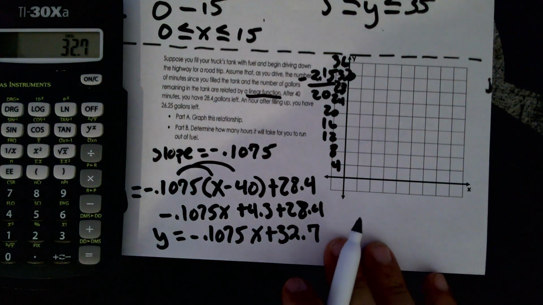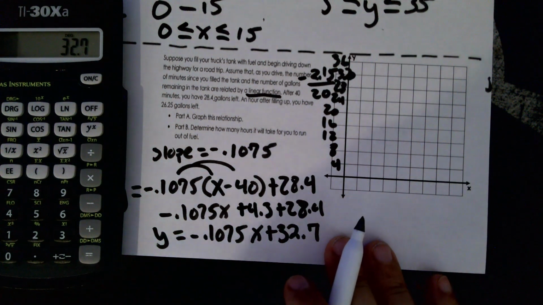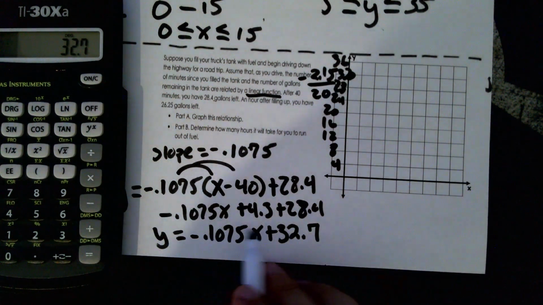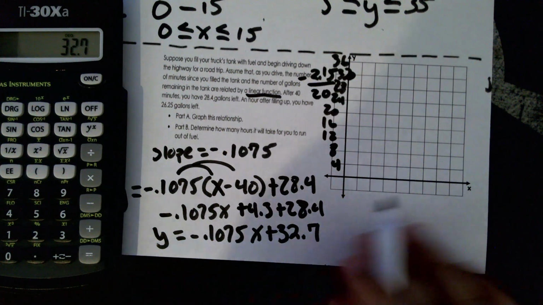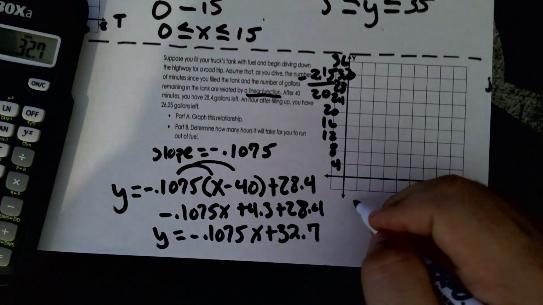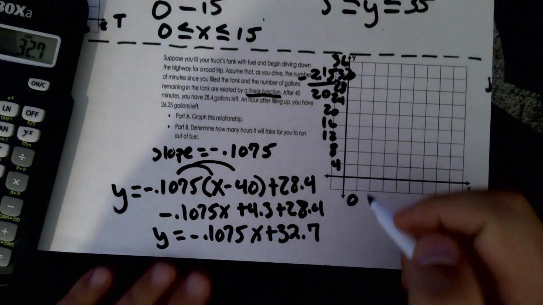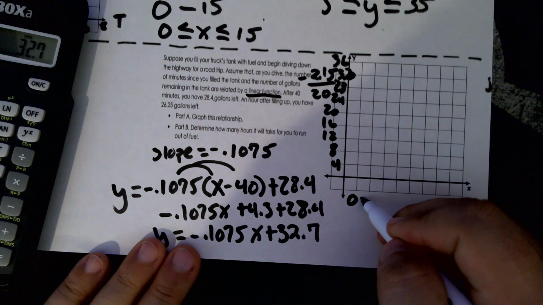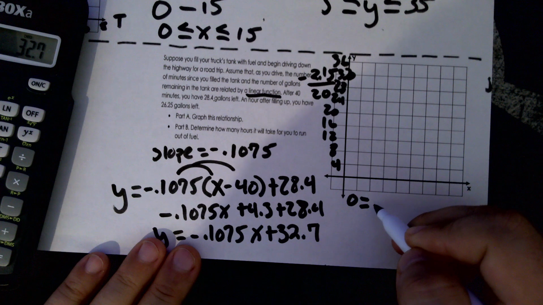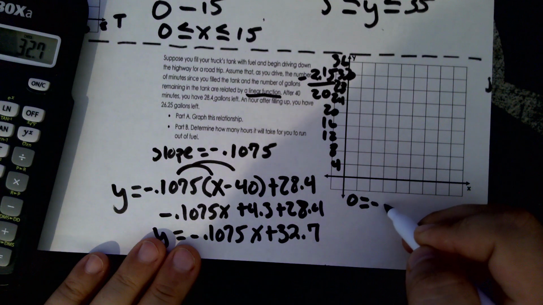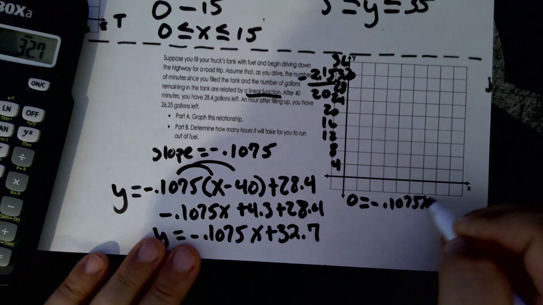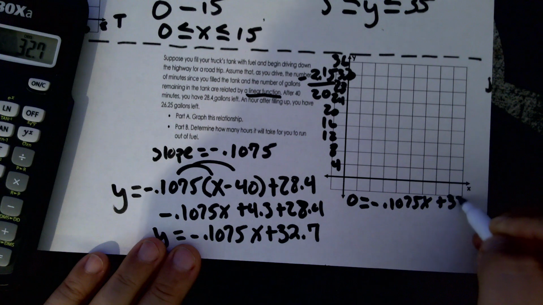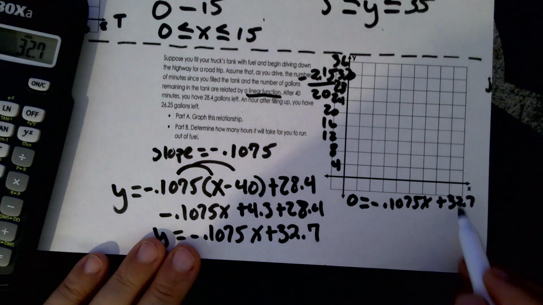Okay. So when do I run out of gas? I run out of gas when my y value is 0. So let's make that 0. When y is 0, that means it's going to hit this line right here. 0 is equal to negative 0.1075x plus 32.7. I'm going to solve for x now.